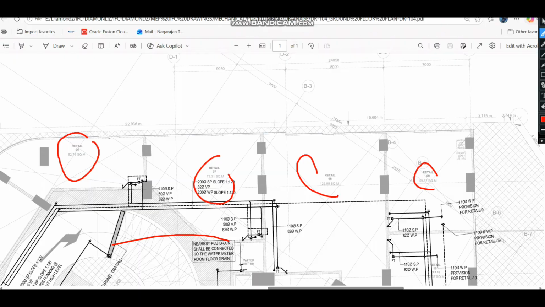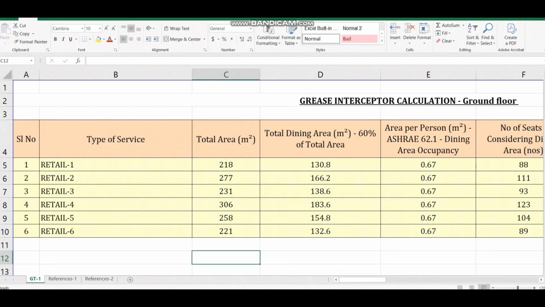Let's start the video. Now coming to the Excel file, let's say that we have 6 different kinds of retails located in the building. In the first stage, I am going to provide the total area of all the retails. I mean, this is the F&B. I have mentioned it as retail, but we can say it's F&B, a kitchen area. So there are a total of 6 kitchen areas, I mean the restaurants we have in the building. So I'm going to write the total area of each F&B.